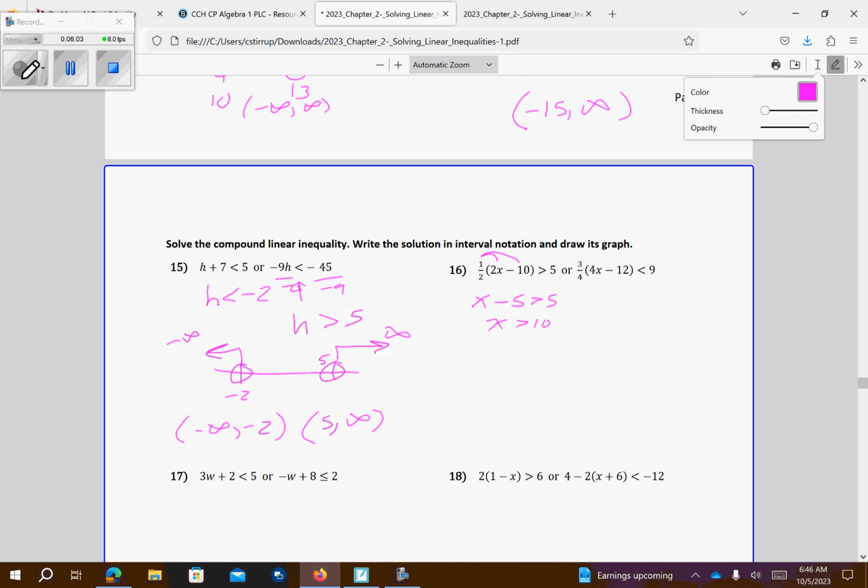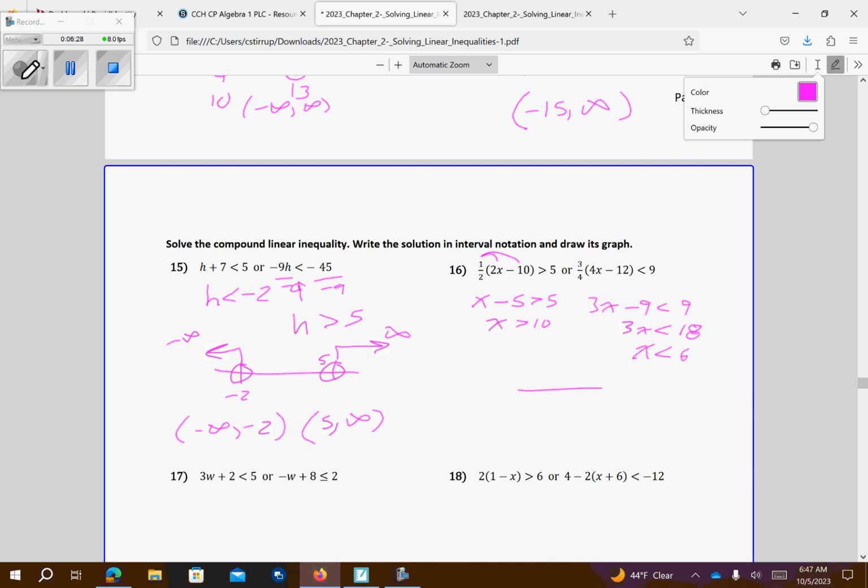On this one, I could probably get away with distributing the 3/4 over the parentheses. 3 times 4 is 12. 12 divided by 4 is 3, so I get 3x. 3 times 12 is 36. 36 divided by 4 is going to be 9. Add 9 to both sides. Divide by 6.